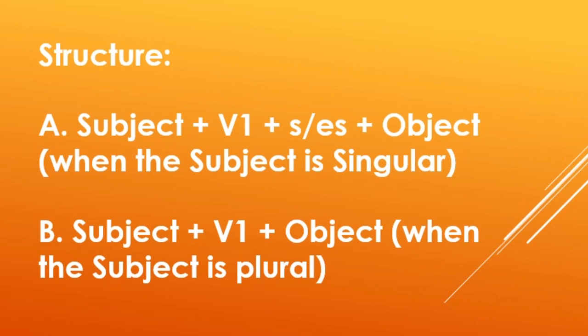Next is subject plus V1. Again, V1 means the first form of the verb plus object when the subject is plural. Now you can see the difference. When the subject is singular, we add S or ES with the verb. And when the subject is plural, we do not add S or ES. You can see in the examples.